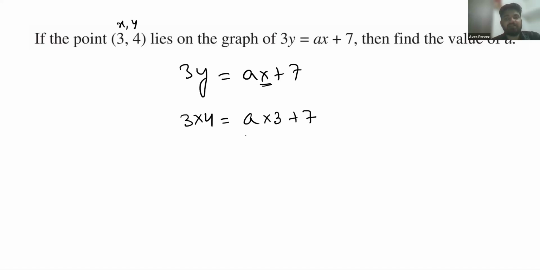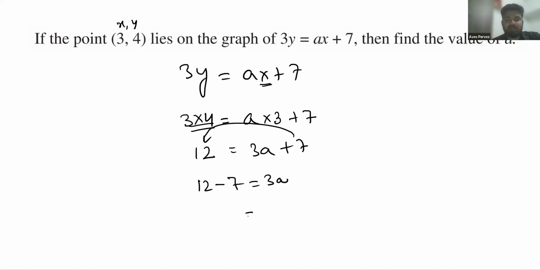So we will get 3a plus 7 is equal to 12. Now this 7 will go to that side. So this will be 12 minus 7 is equal to 3a. Because it is plus, when it goes to that side it becomes minus. So this will become 5. 12 minus 7, 5 is equal to 3a. Or you can write 3a is equal to 5 by reversing from here to here. So what's the value of a? A is 5 by 3.